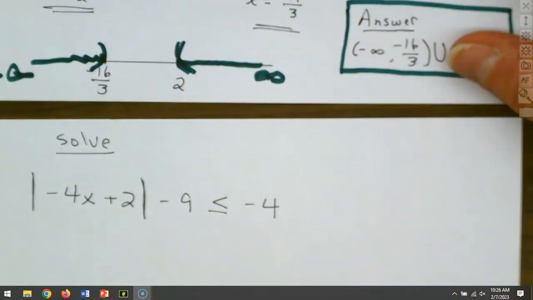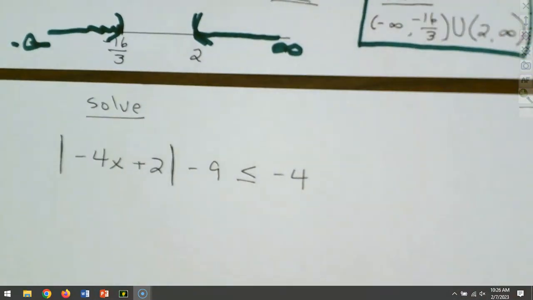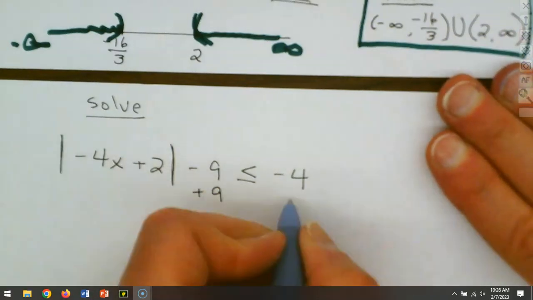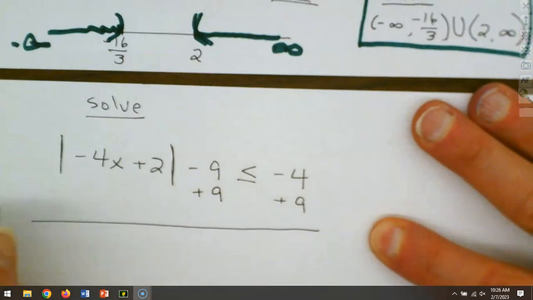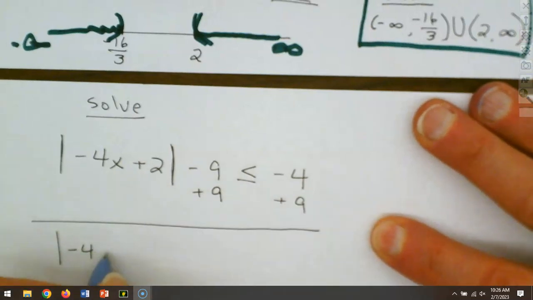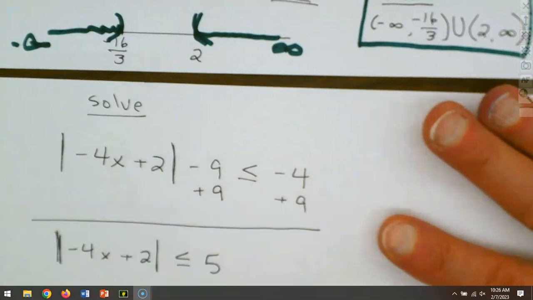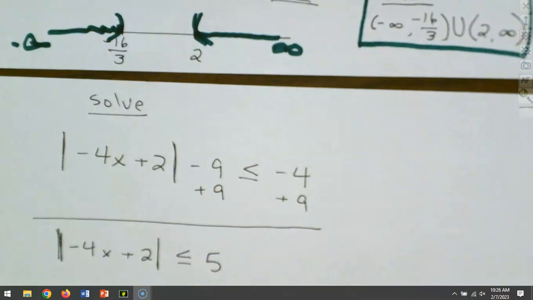So let's look at this one. Again, pretty easy to solve. So what do we need to do? First thing we always must do is what? We must move that 9 over, because the absolute value has to be by itself. Minus 4 plus 9, well, that leaves you with a 5, doesn't it?